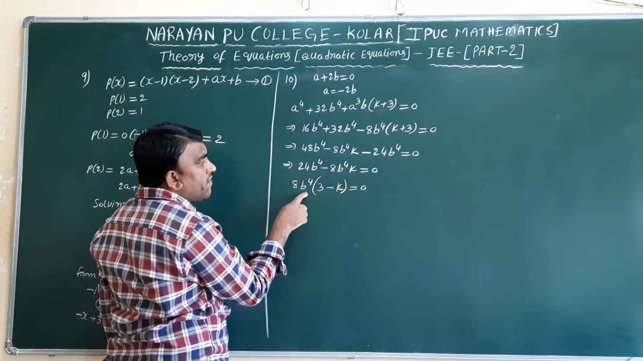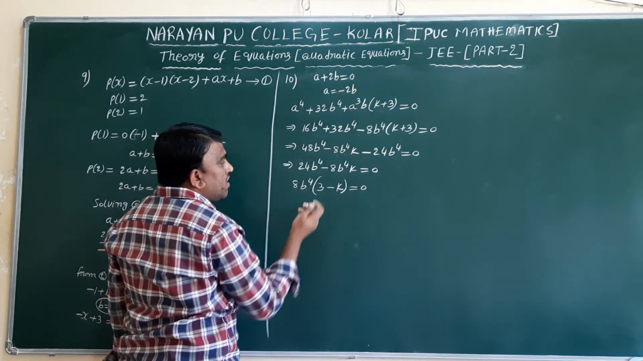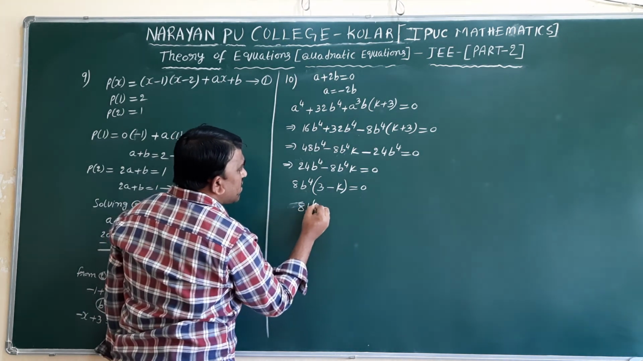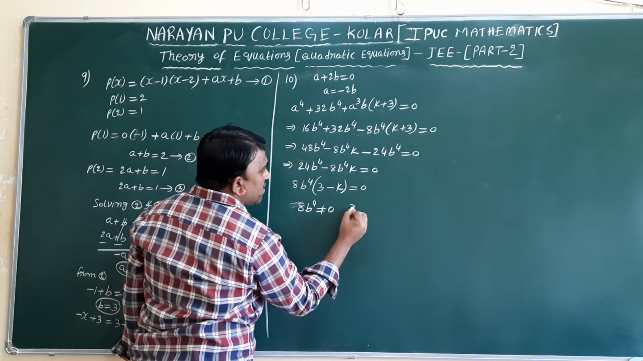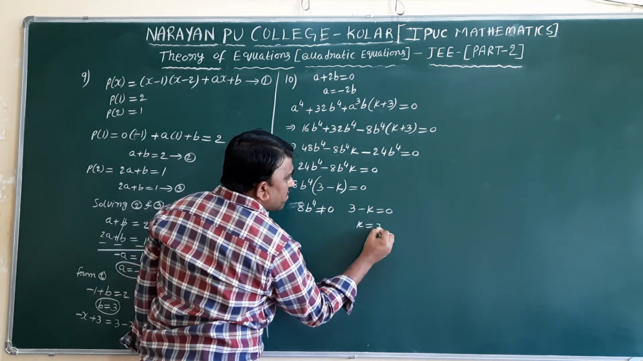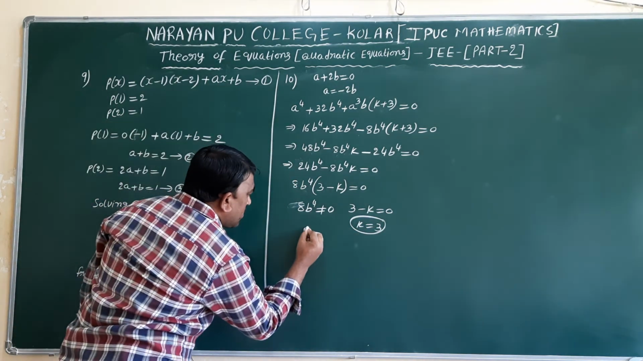The common factor never can be 0. Why? Because if it is 0, b value will become 0, so no meaning of that. That is, 8 b power 4 is not equal to 0. So obviously the other factor will become 0. K value is 3. So he is asking what is the value of k. K value is 3. Option A is the correct one.